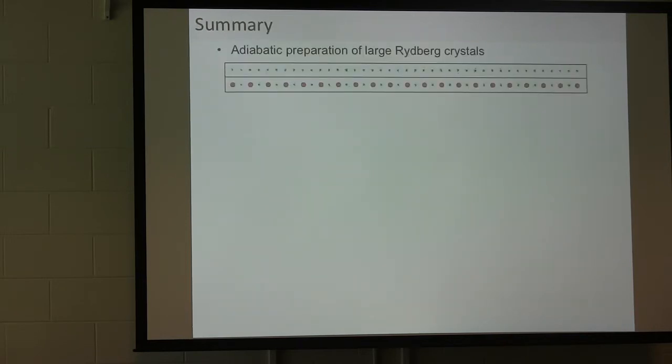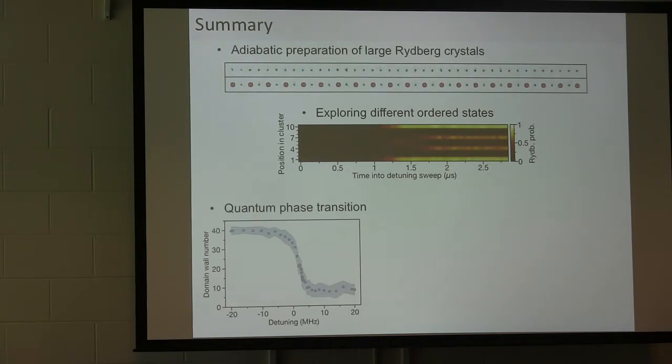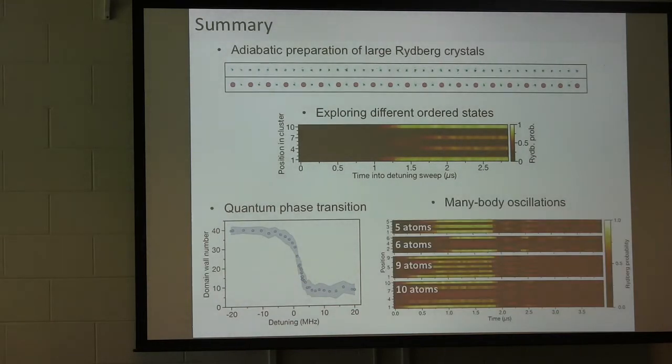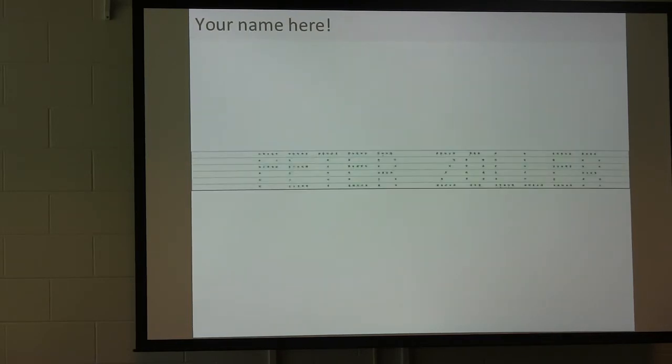All right, so as a summary, these are a few highlights I have shown you today: large Rydberg crystals exploring different ordered states by tuning the interaction, starting to probe what we think is a quantum phase transition, and observing the intriguing many-body oscillations phenomenon. As a final word, I would like to advertise one spin-off of this project, which is to write people's names with atoms. And luckily, we have our first customer in the room, so it could be your name.